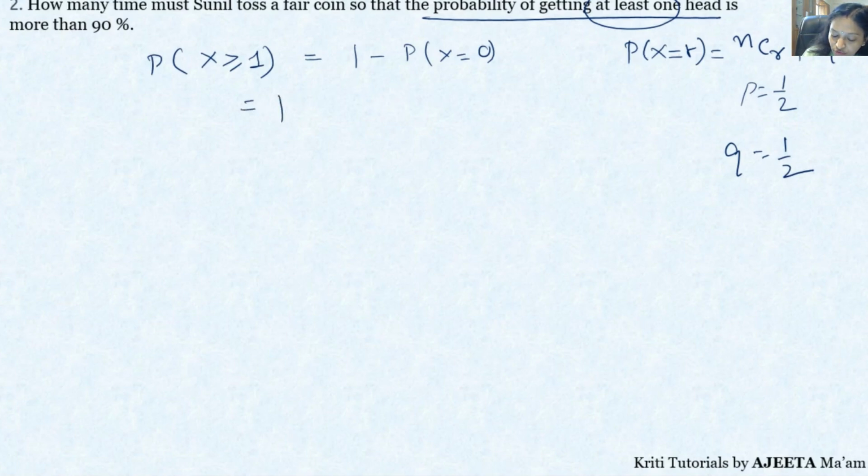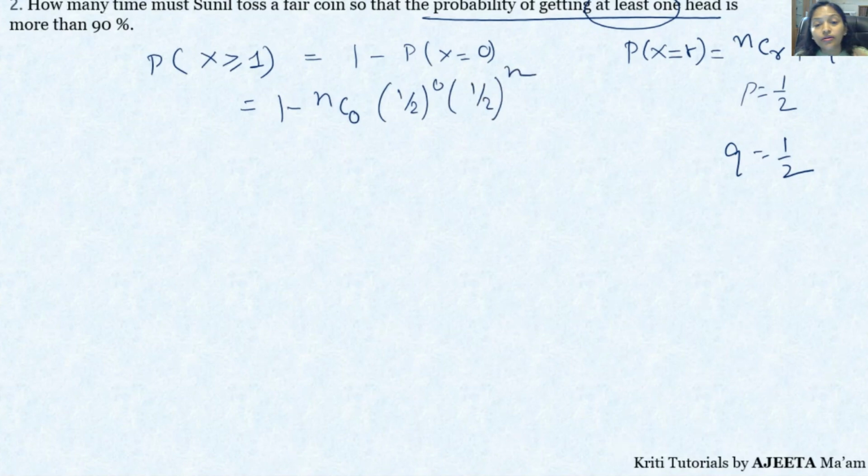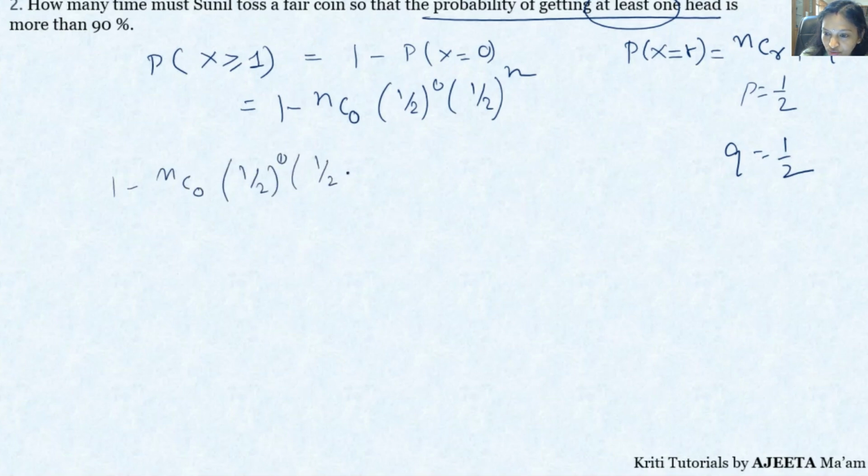So now let's do it. So this is what you have. So 1 minus nC0 half raised to 0 half raised to n. Now what is given? This probability is greater than 90%. So 1 minus nC0 half raised to 0, half raised to n, and this is greater than 90%. So we have to solve and find the value of n. Inequality sign hai, how will you solve? Very simple. So we will take 9 by 10 to this side. So the entire thing goes to the other side.